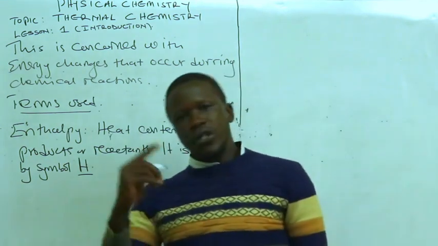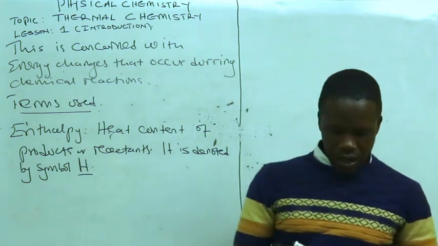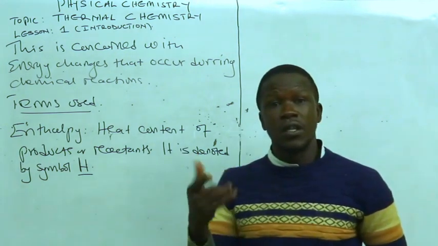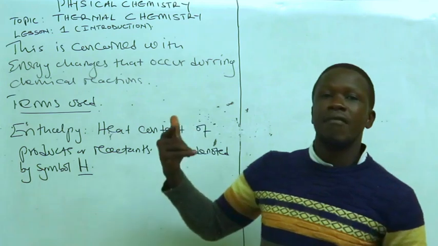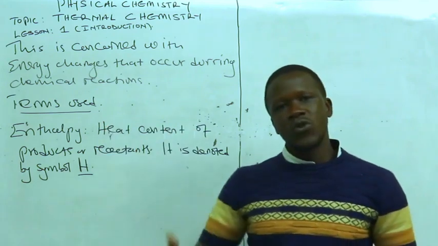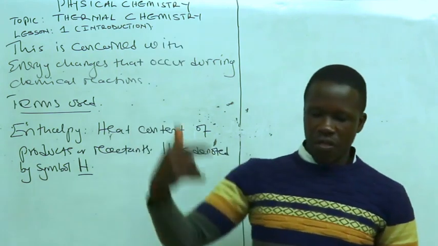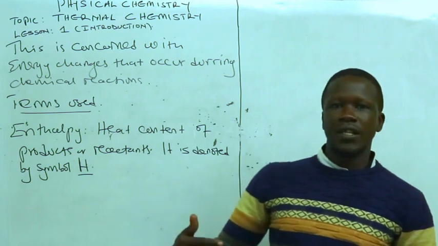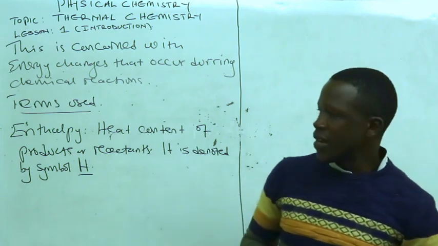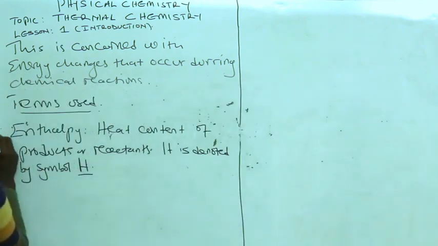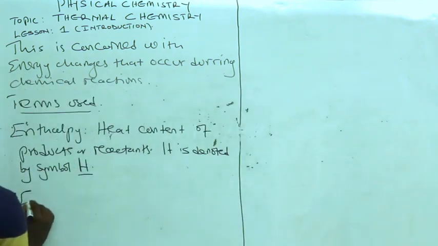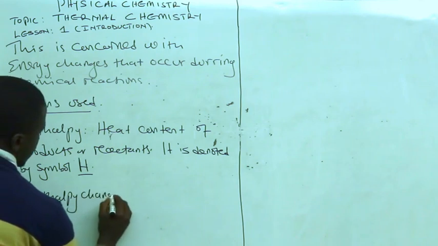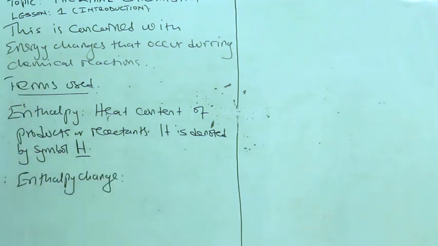Now, during a chemical reaction, since the reactants we start with have a certain heat content, and the products that we form have another heat content, there is always a heat change that occurs. There is always a change in the heat content of the products and the reactants. So we normally talk about term number 2, and that term number 2 is called the enthalpy change.